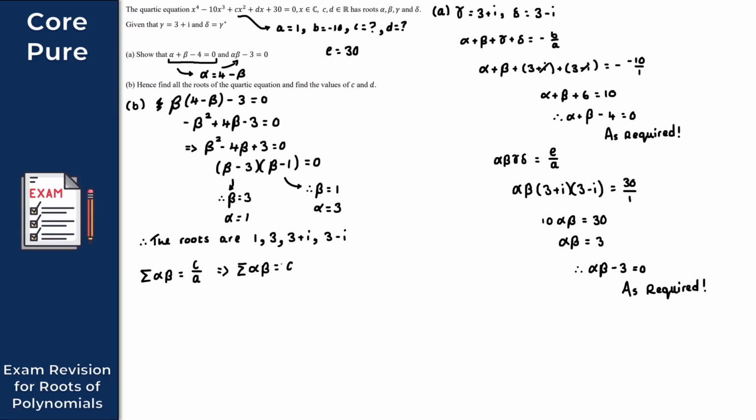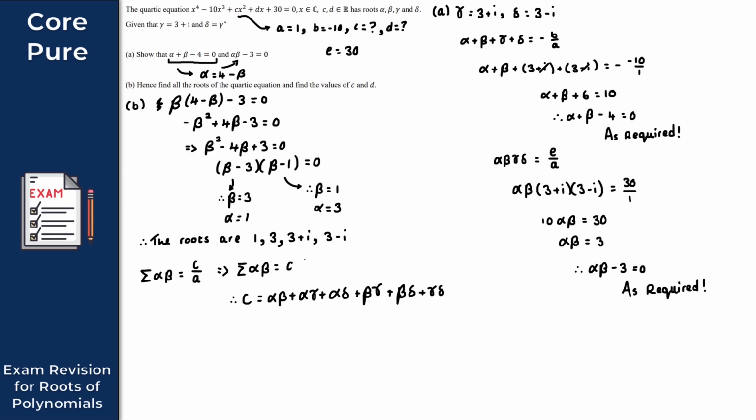Now sigma alpha beta here is equal to the following. So therefore C is equal to alpha beta plus alpha gamma plus alpha delta plus beta gamma. Too many Greek letters here. So beta gamma, there we go. What else do we have here? So I'm also going to get beta delta, and then finally gamma delta.